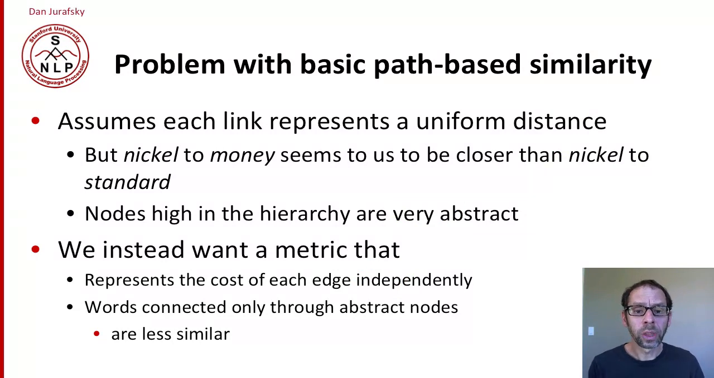Now there's a problem with this basic path-based similarity, which is that we assume that every link represented a uniform distance. Nickel to money somehow seems to us it ought to be closer than nickel to standard. And that's because nodes that are very high in the hierarchy are very abstract. We'd like a metric that says that nodes whose only link is going all the way up to the top of the hierarchy, those are probably not very similar words. And to do that, we'd like to represent the cost of each edge independently.